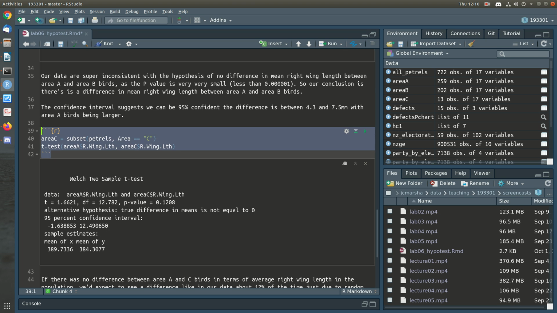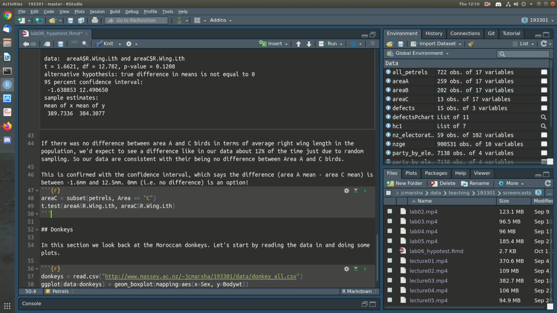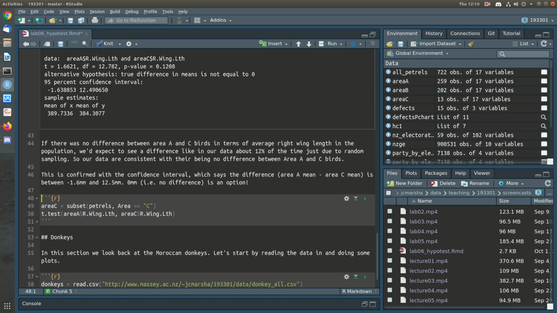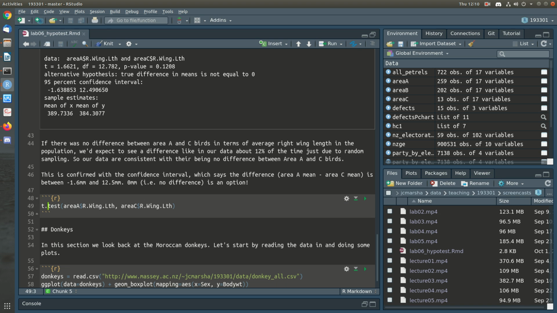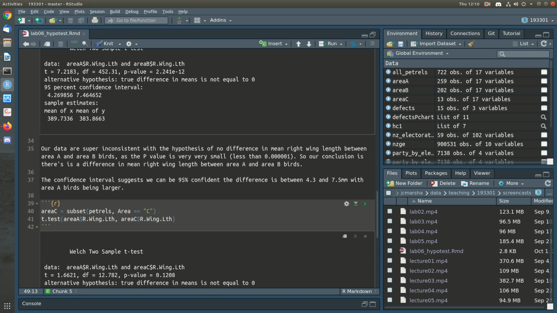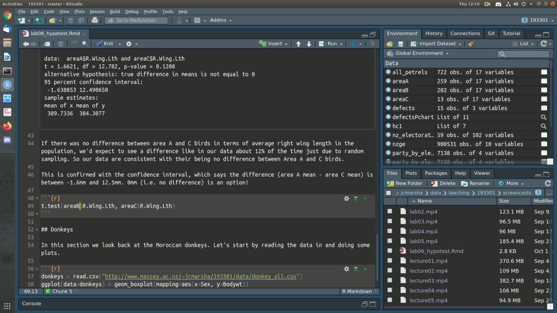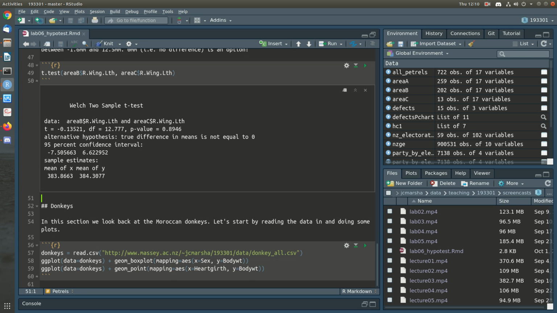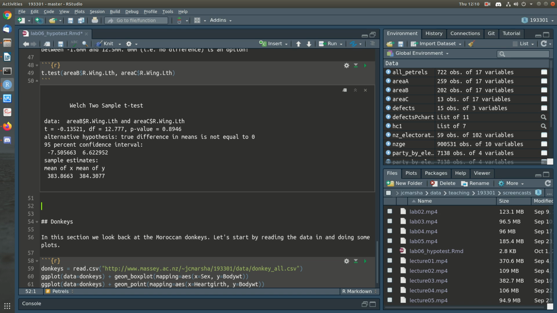What about area B and C? So area A, B, and C we've now got, so we can just do the test directly between B and C. And what do we see here? Well, again, our p-value is very large now, 0.9. So that's saying what we see could happen by chance 90% of the time. It's a very frequent thing that would happen.